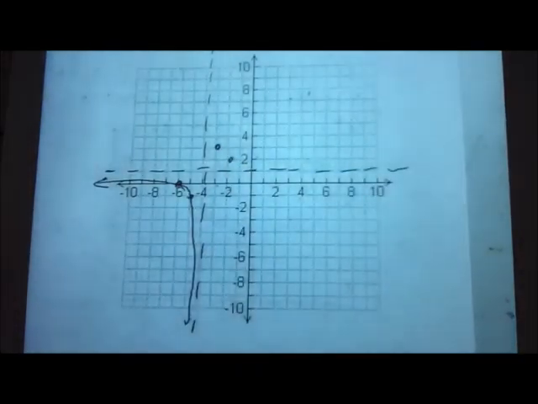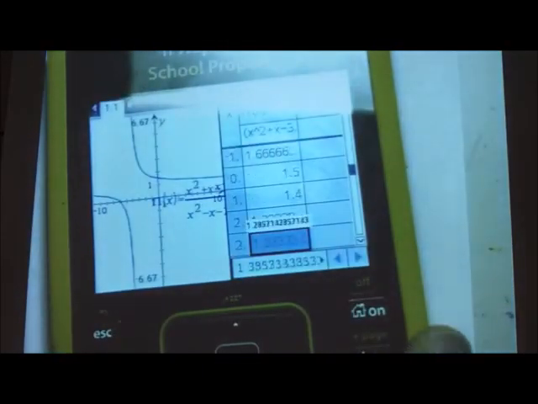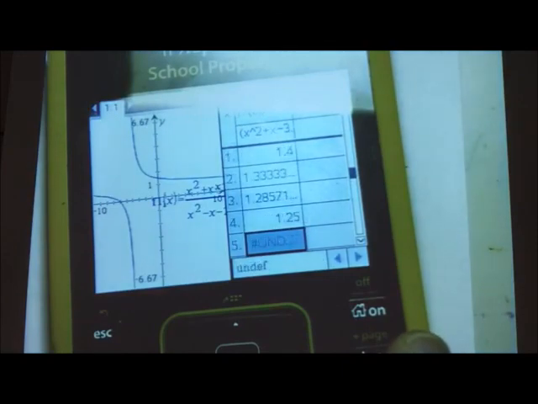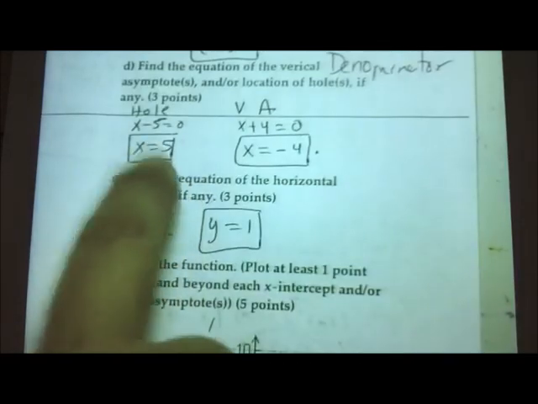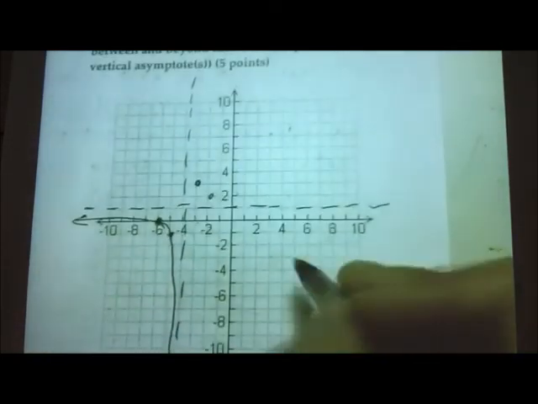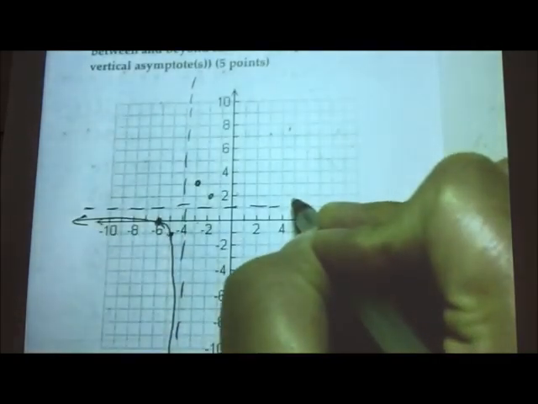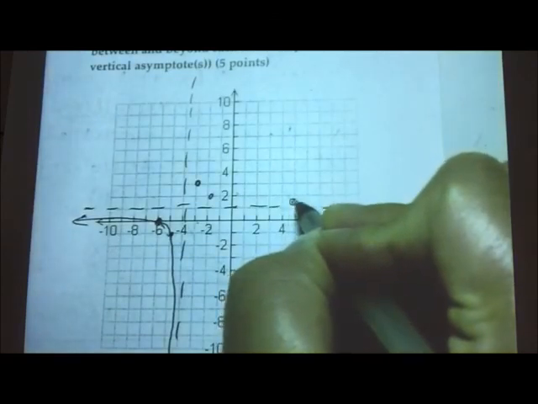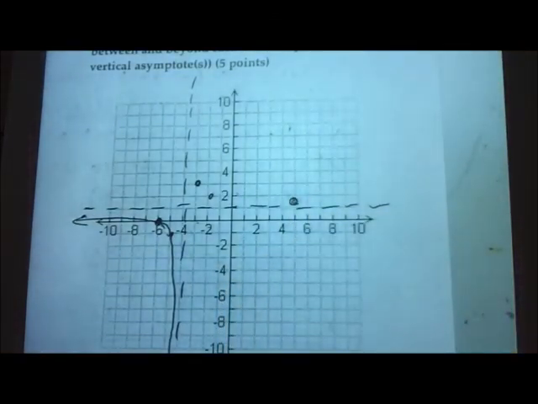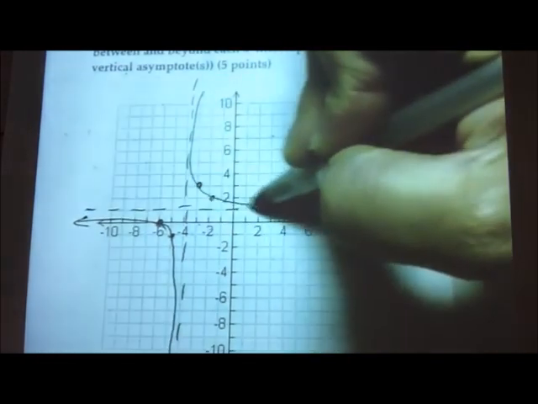-2, 2. And remember, what happens at the 5? It's undefined, because there is a hole. At 5, I want you to just put a little open circle. Try not to color it in. I colored it in. Bad. Open circle.